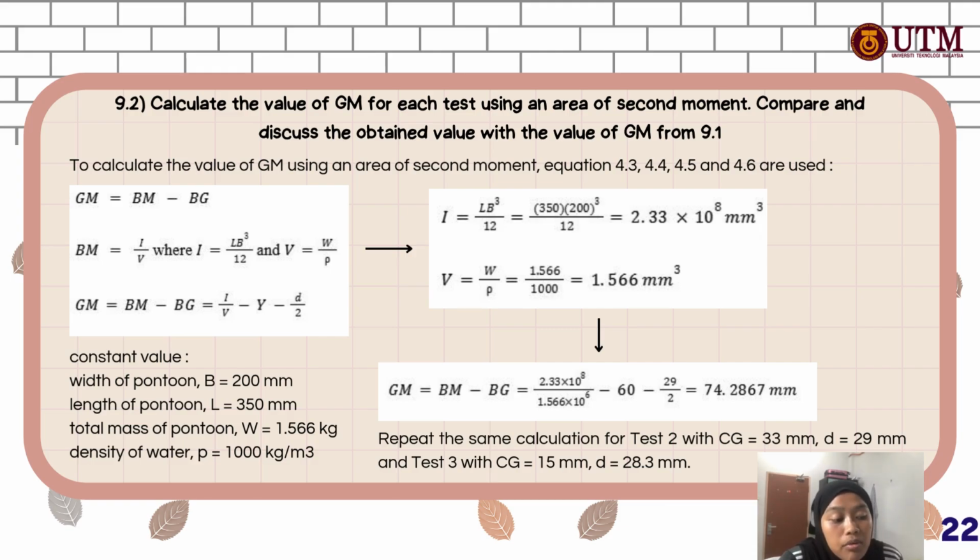I equals LB to the power of 3 over 12, and also the equation V equals W over density. And lastly, we need to insert the values of I and V in the GM equation, and we have the value of GM. This example of calculation is using the values of test 1, where the CG is equal to 16 and the D is equal to 29. We need to repeat the same calculation for test 2 and test 3 with different CG and D.